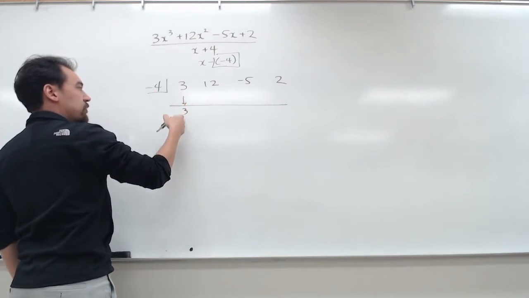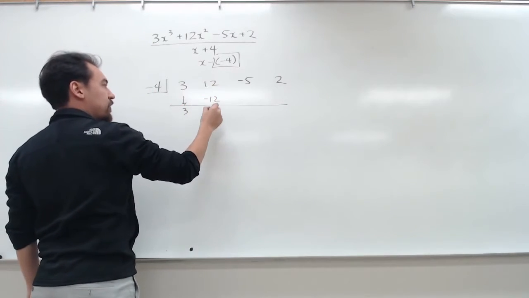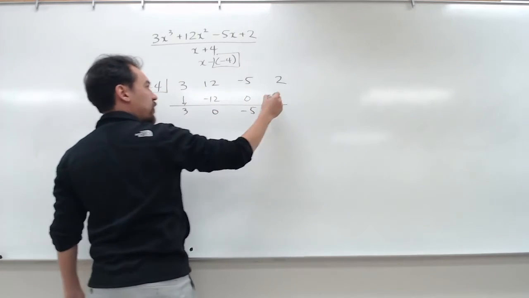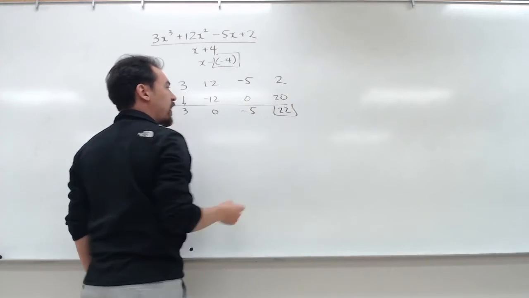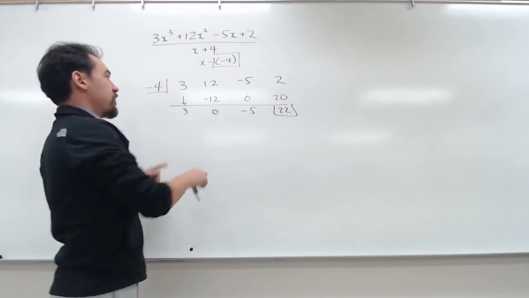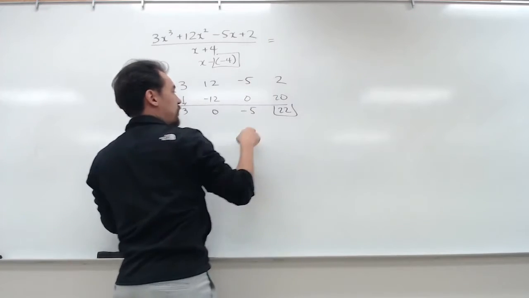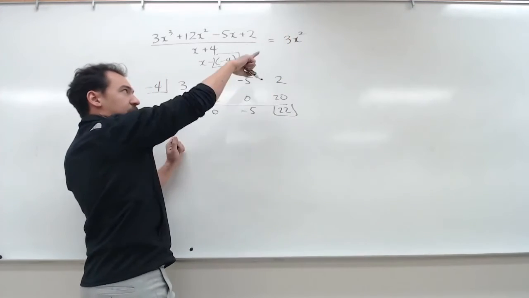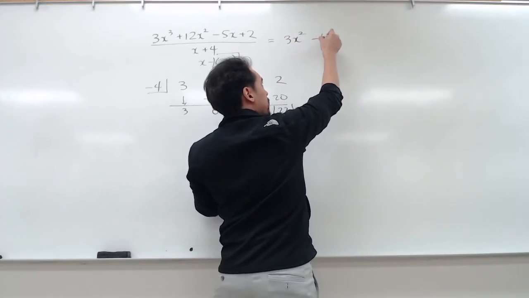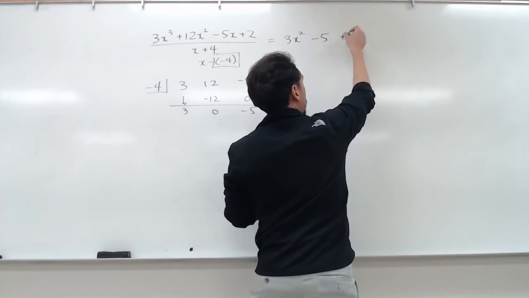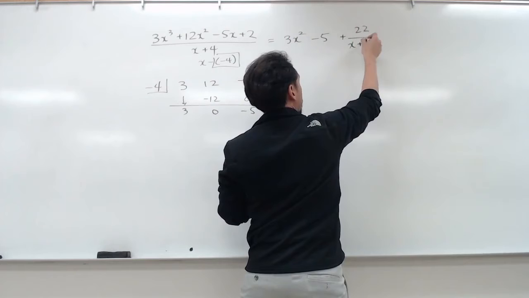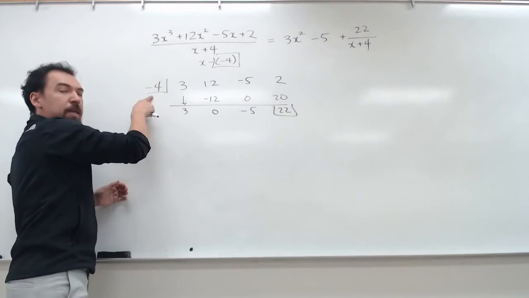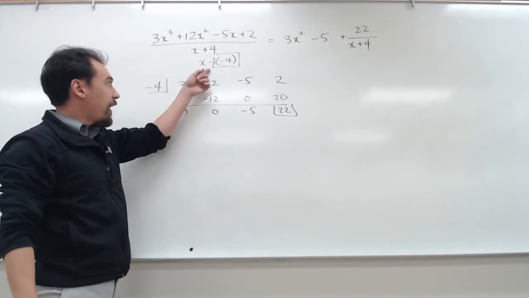3 comes straight down. 3 times negative 4 to go diagonal. Add them to go down. 0 times negative 4 to go diagonal. Add them down. Negative 5 times negative 4 to go diagonal. Add them down to get the remainder of positive 22. So we would rewrite this expression using the quotient. Counting constant, x, x squared gets me 3x squared plus 0x, so I won't bother writing it, and then minus 5. Then we have a remainder of 22, so we go plus 22 over x plus 4. So remember, if the denominator is x plus something, flip that and make this a negative number in there. It's always x minus whatever the number you have.